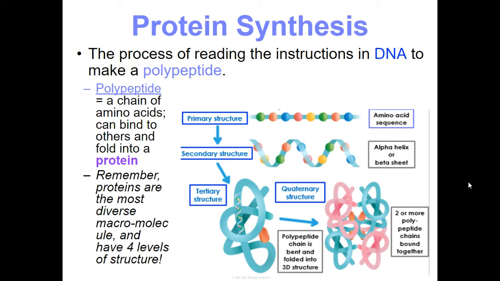Proteins actually have several levels of structure. They first form a chain of amino acids, that's their primary structure, followed by a secondary structure where they begin to bend, a tertiary structure where they bend and continue to fold, and sometimes they can even bind with other polypeptides to form a quaternary structure.